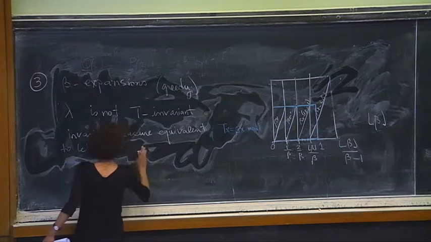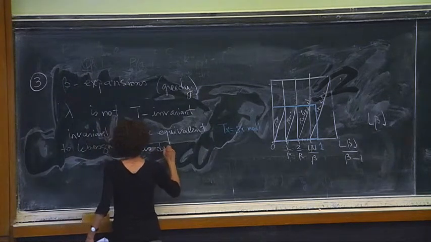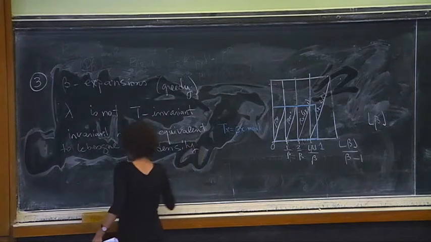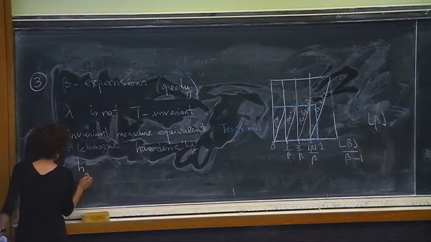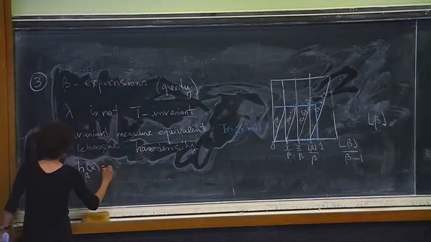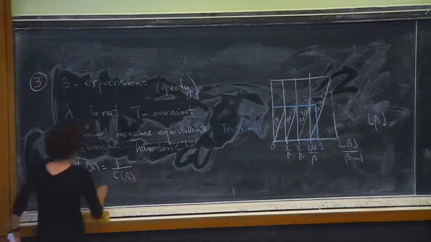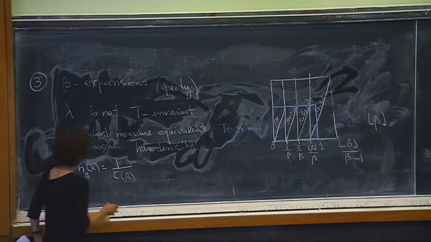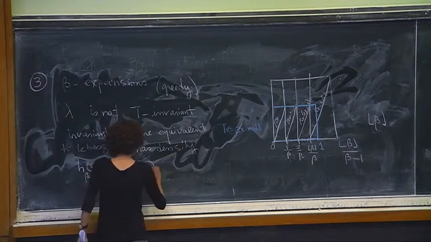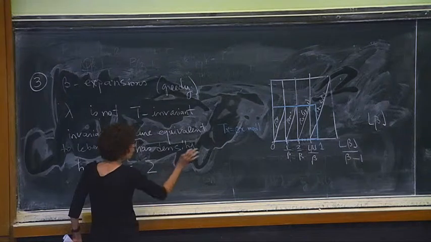Okay, let me just write the density. Let's call it H. Of course, it depends on beta. And it has some normalizing constant that also depends on beta, just to make it a probability measure. And this here is a sum. It depends on the orbit of 1.